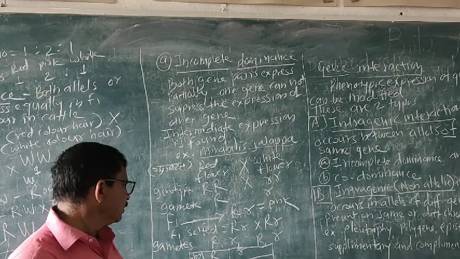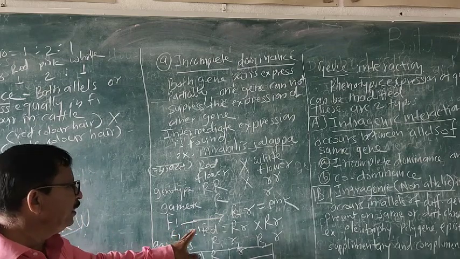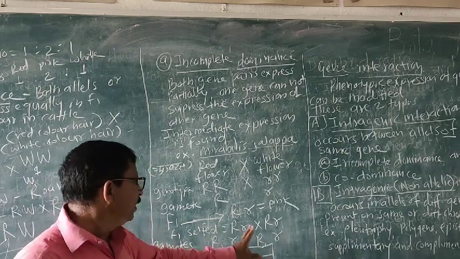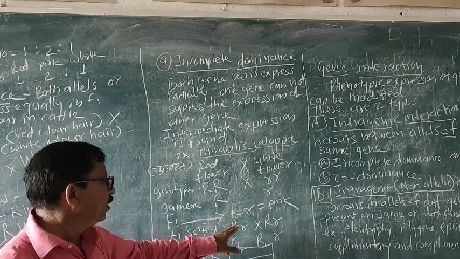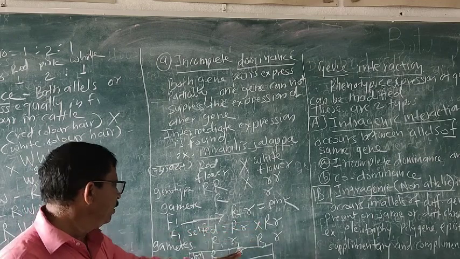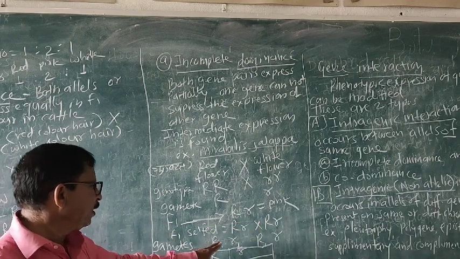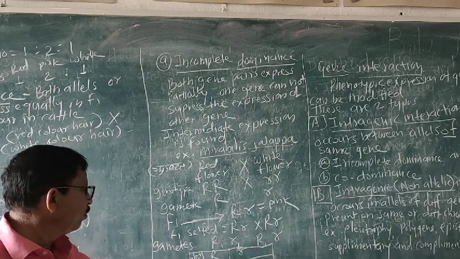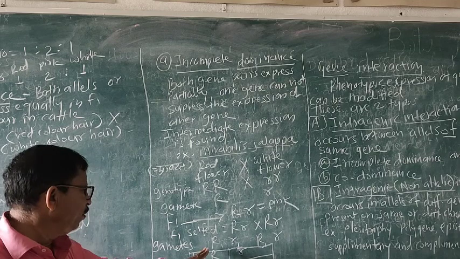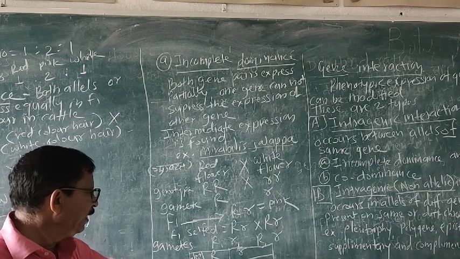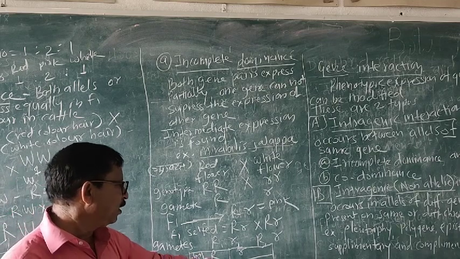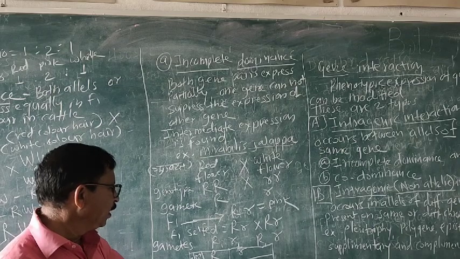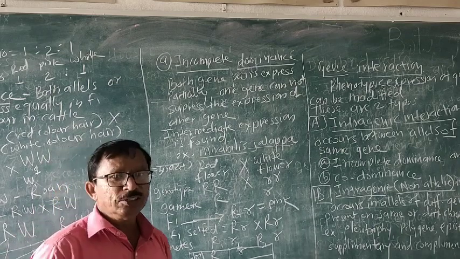तो पिंक कलरचा असतो. When the F1 generation is selfed, capital R small r crossed with capital R small r, we will find the gametes capital R, small r, capital R, small r. In the checkerboard, when we keep one male and one female, we will get capital R capital R, capital R small r, capital R small r, and small r small r.